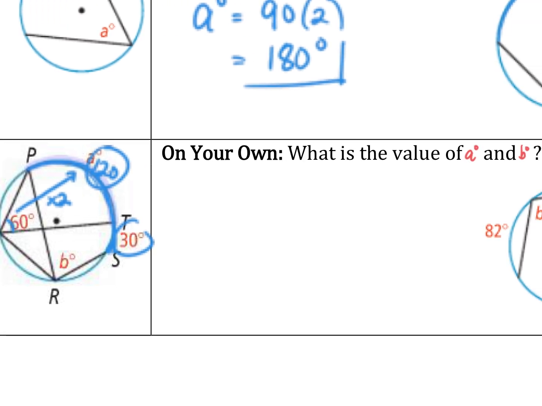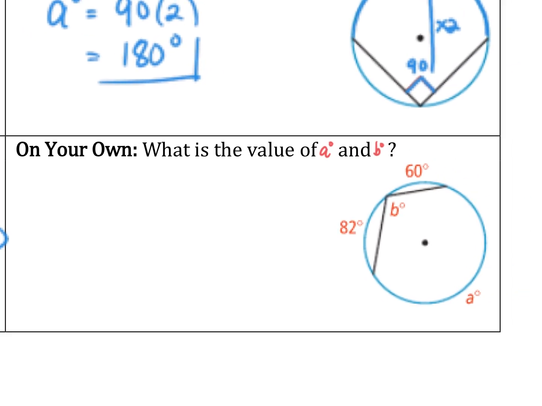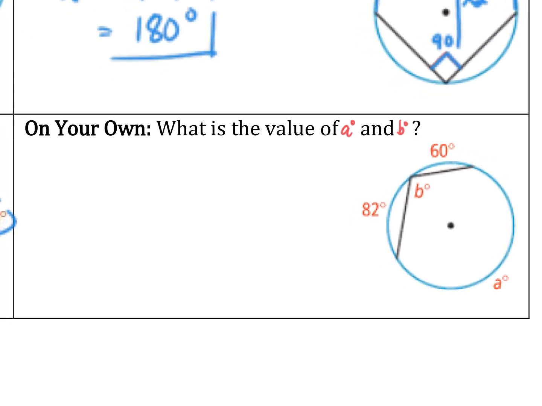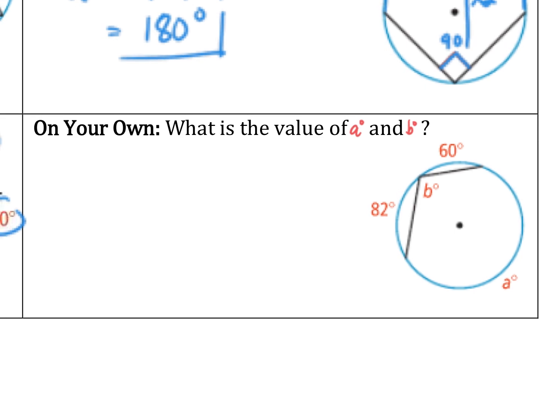Okay, let's go to the next one on your own. What is the value of A and B? The information given here are the sizes of my arc. I can see the size of my arc in here. This arc is 82 and that's 60.